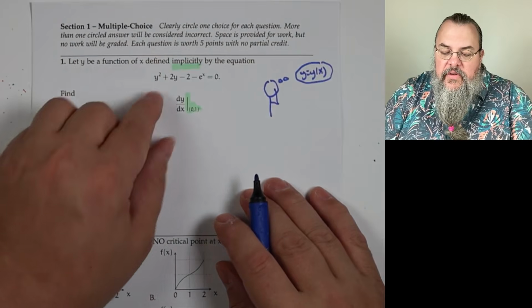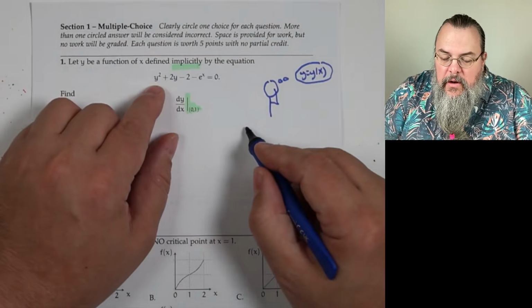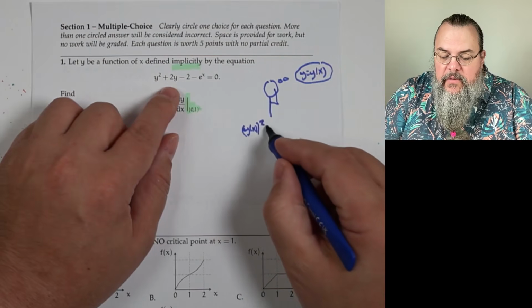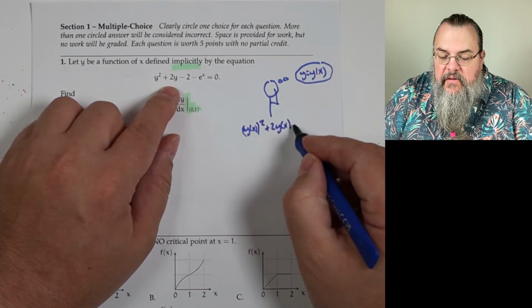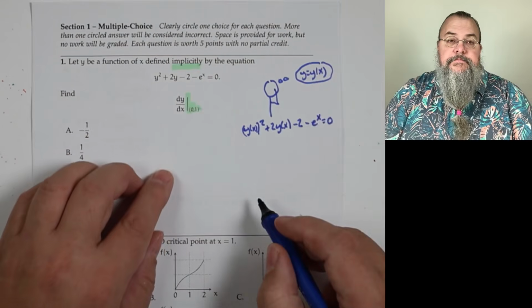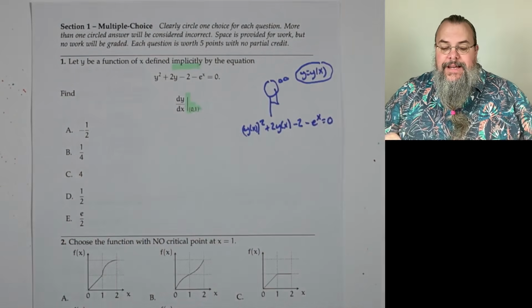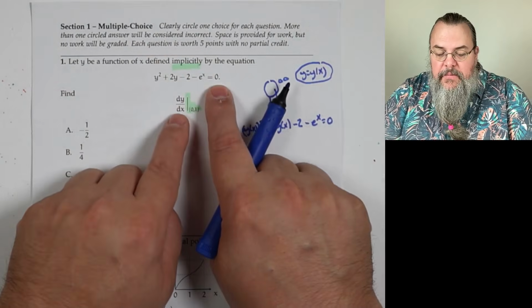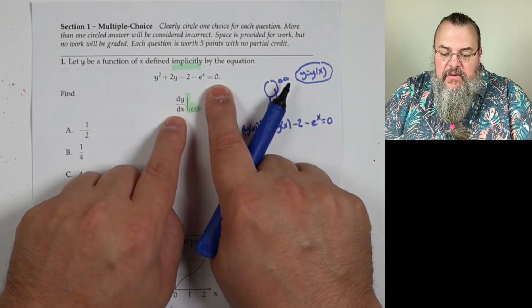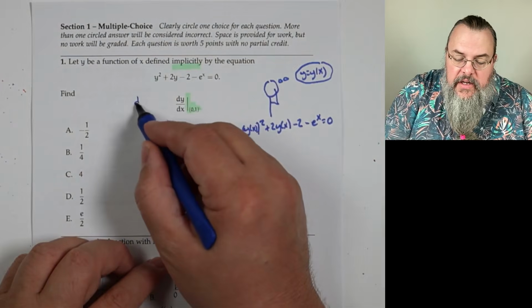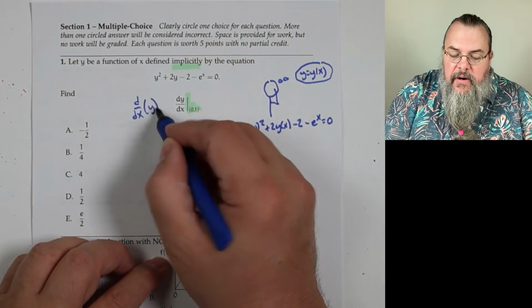And so, secretly, when we look at this, we don't write this down, but I'm going to write it down just to emphasize. It's y of x squared plus 2 y of x minus 2 minus e to the x equals 0. Now, take the derivative of both sides with respect to x. Because this is dy/dx, right? What we're really doing is finding d/dx of y.